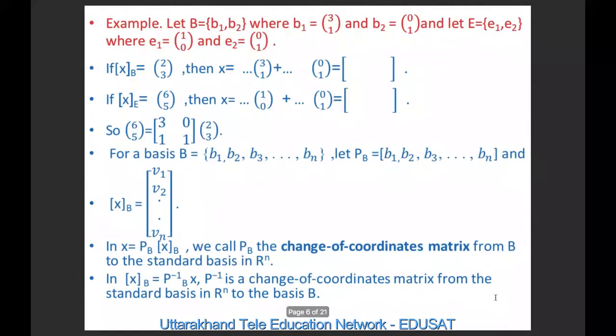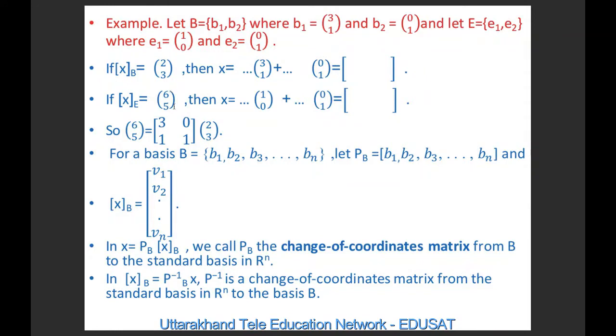For example, let B be equal to b1, b2. Let b1 be equal to 3, 1. This is a column matrix of order 2 by 1. b2 equal to 0, 1. And let E equal to e1, e2. These are standard bases 1, 0 and 0, 1. If [x]_B is equal to 2, 3, then x is equal to some scalar multiplied by 3, 1 plus some scalar multiplied by 0, 1, and the result will be the coordinates of x.